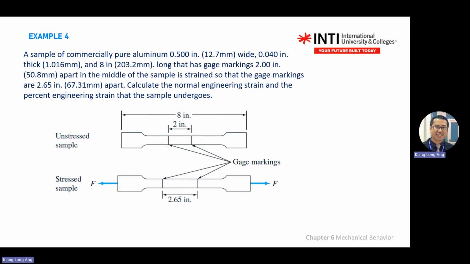So you'll see the sample like what you see in your experiment, right? This is called a dog bone sample. You have a pure aluminium. Width is given as 12.7, and 1.06 thickness, and 203 mm long. That has a gauge marking of 2 inch or 15.8. This one. So that's why in your experiment, I mentioned you need to label the 2 dot, the 3 dot there. The two dots actually are the gauge length.